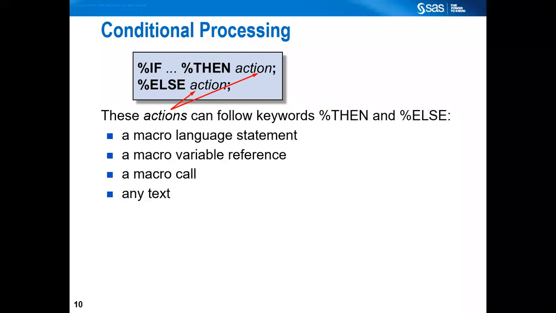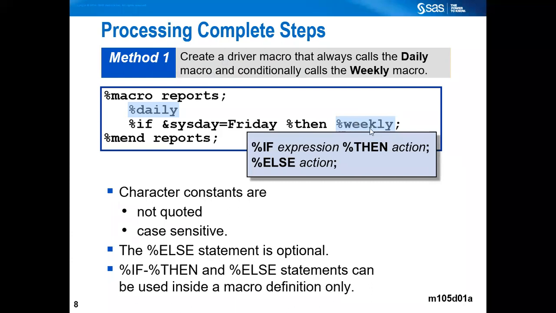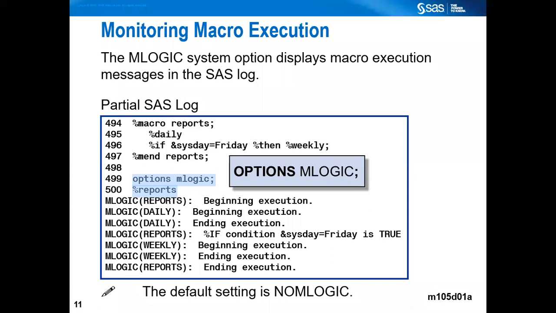So what are these actions? It's similar to base SAS: if expression then action. The actions can be macro language statements with keywords followed by a percent sign, macro variable references, a macro call, or any text. In our example, we have an action where we are making a macro call, weekly. Correct? Yes.